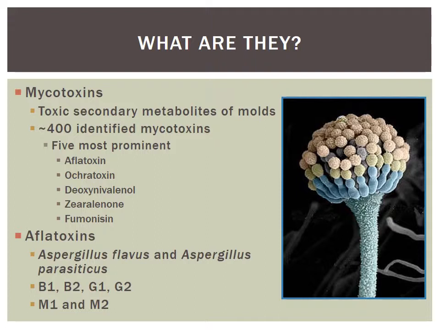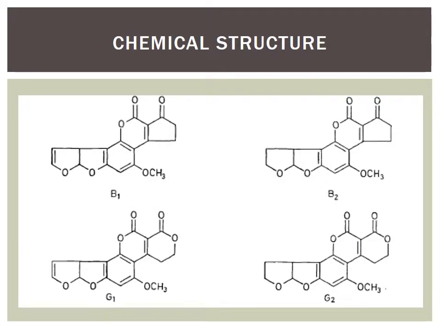Additionally, mycotoxins can occur in meat and milk from animals consuming contaminated feed, where the aflatoxins are designated by the letter M for milk. Here we can see the chemical structure of the four main aflatoxins. They're highly oxygenated heterocyclic compounds.